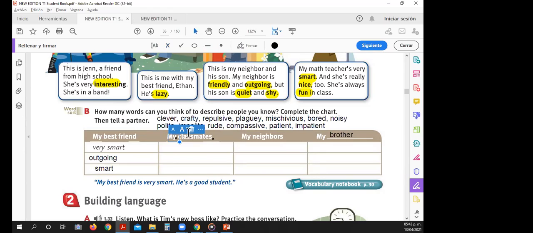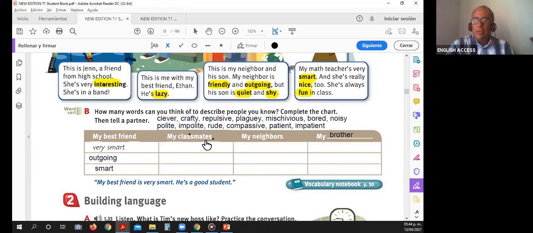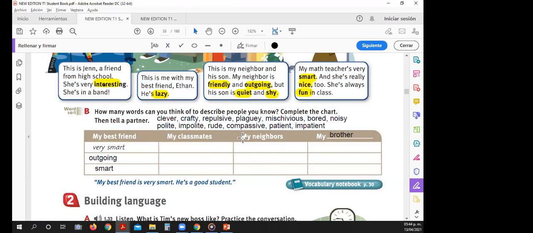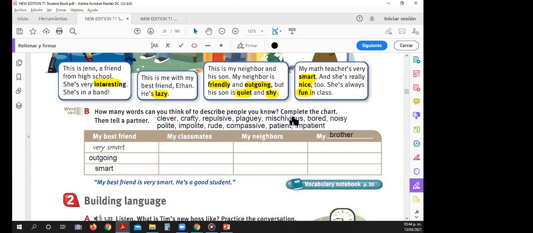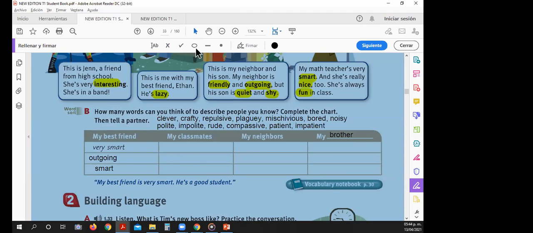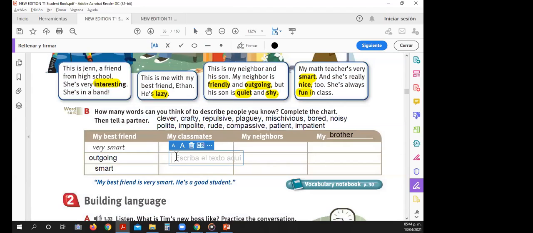My classmates are smart, friendly, and funny. Very good. And what about a neighbor? My neighbors are outgoing. No sé si voy a decir bien esta frase. Son unfriendly. Algunos son desagradables, o no sé cómo es la palabra.